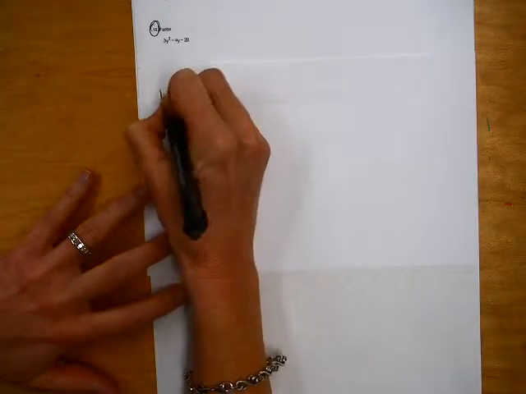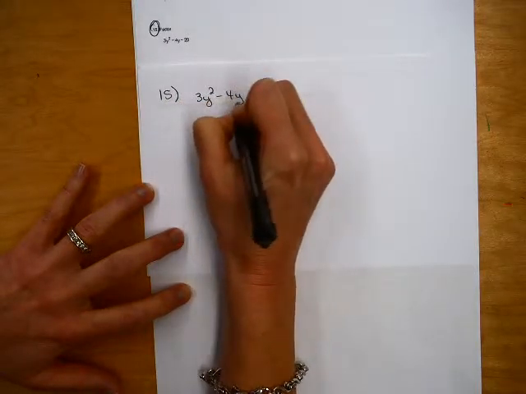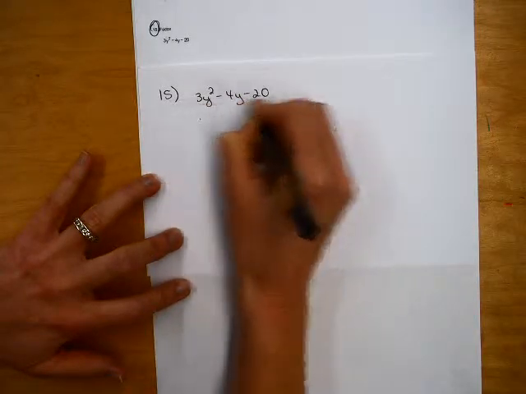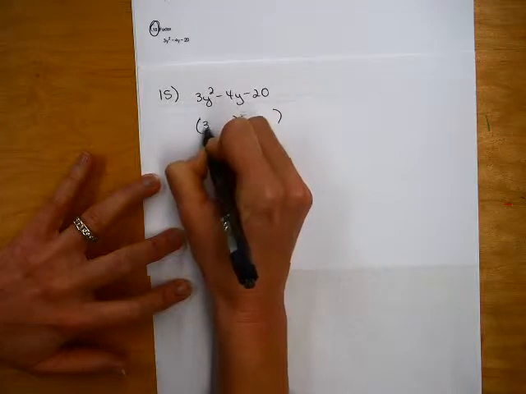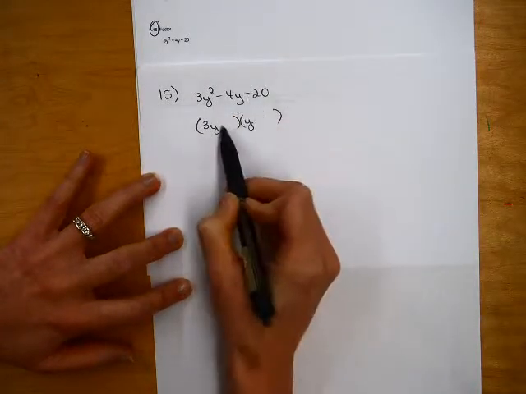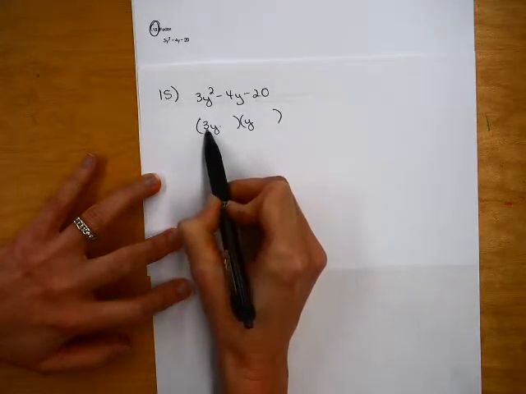Okay, number 15 is the same type problem. Factor 3y squared minus 4y minus 20. Okay, guess and check method. There's no GCF I can factor out. So start with 3y squared would be 3y times y. Last term is negative. I know my signs are going to be different. I will wait and put them at the end because of this 3.